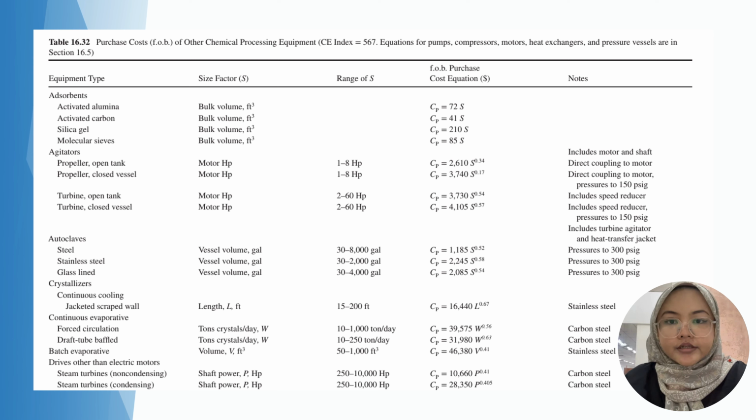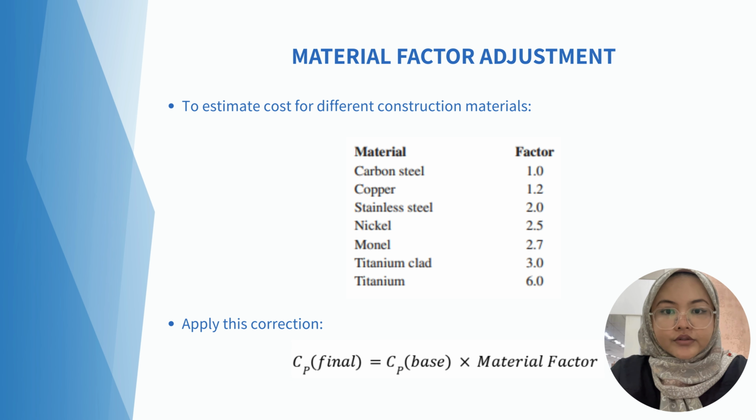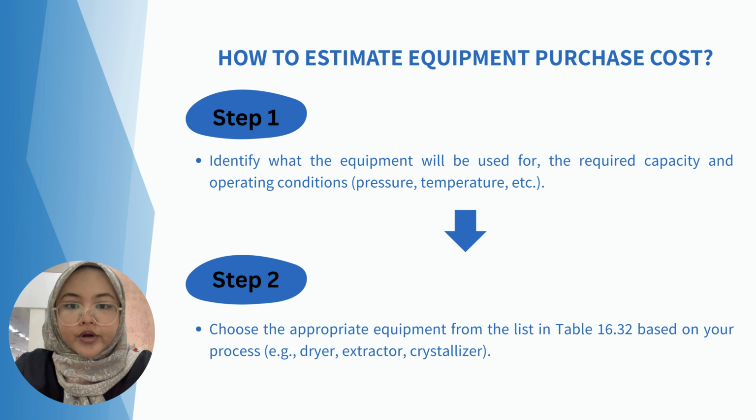So this is the table 16.32 that will be used to calculate the purchase cost of other chemical processing equipment. The material factor adjustment is used to estimate costs for different construction materials, and this factor is applied in this correction formula: the final purchase cost equals the base purchase cost times the material factor. Okay, so now let's move on to how to estimate equipment purchase cost.